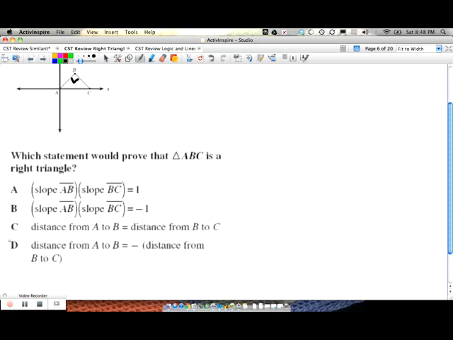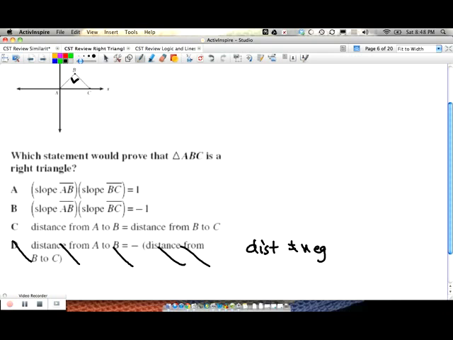Distance from A to B equals negative distance from B to C. I'm automatically going to cross that out. Why? Because distance is not negative. It's kind of like a definition of distance. That has to do with the absolute value. Distance to 0, meaning not negative. Well, then let's look at part C.